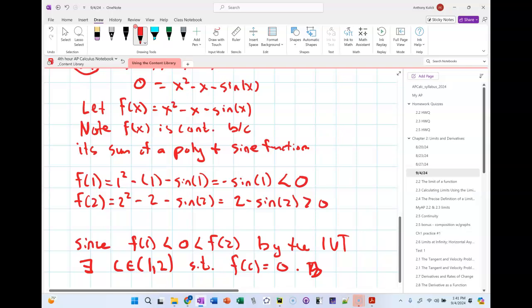Now, if you had access to your calculator, could you just graph both sides and find the intersection between 1 and 2? Are we actually looking for the value of x, though? No.